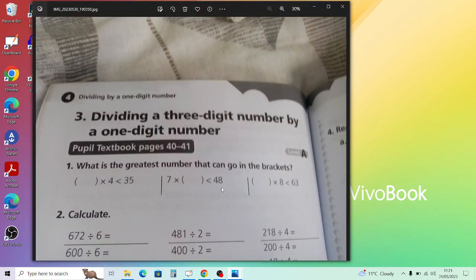So what is the greatest number that can go in the brackets? The greatest number for the first one is 35. Again, you need to be very comfortable with your times tables to be able to do this. So it's 8 times 4, which is 32. We're not going to write 7 times 4 because that's not the greatest number. 7 could be right as well, but because it says the greatest number that can go in there, we've got an 8, and we can't go 9 because 9 times 4 is 36, which would be greater than 35, and so on and so forth.